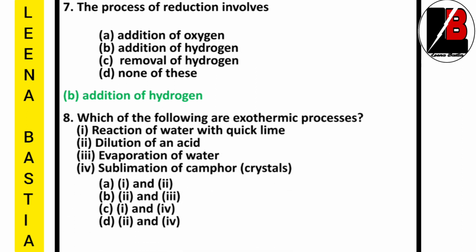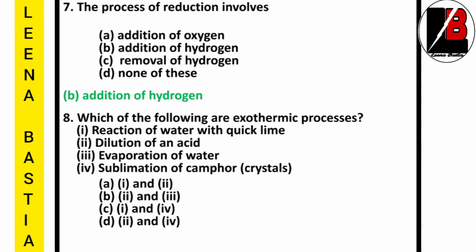Question number 8. Which of the following are exothermic processes? First one is reaction of water with quicklime. Second is dilution of an acid. Third, evaporation of water. Fourth, sublimation of camphor or crystals. So out of all these four situations, which is the exothermic reaction? That means the reaction in which heat is evolved. That means on the product side you need to write heat.